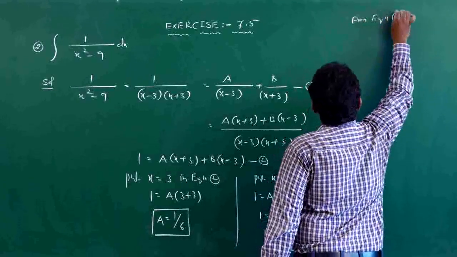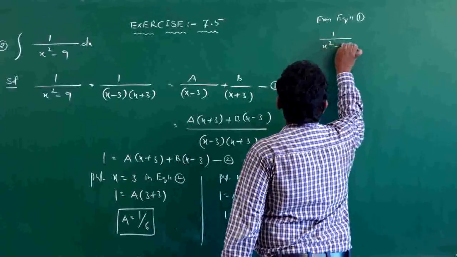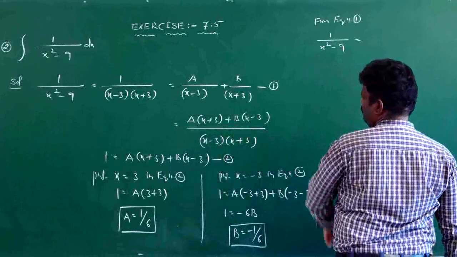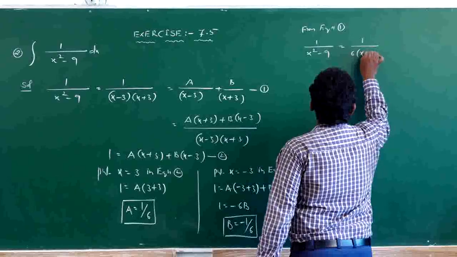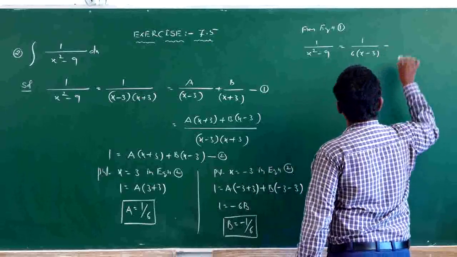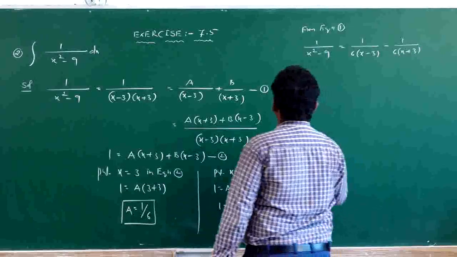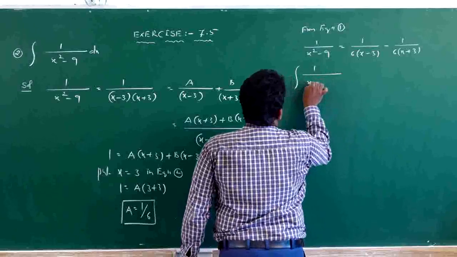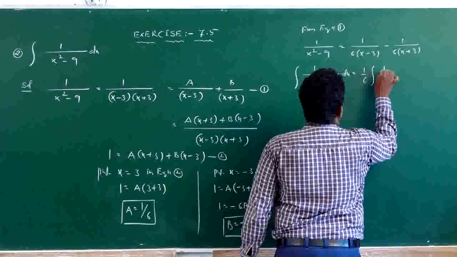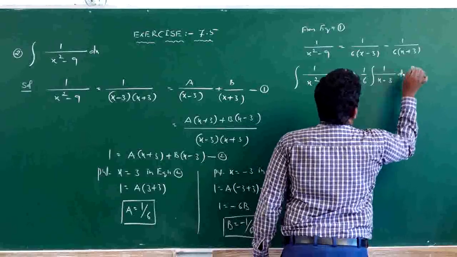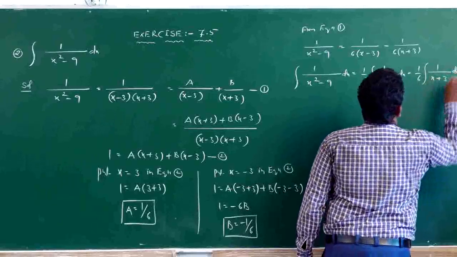From equation 1, what have we done here? 1 by x square minus 9 is equal to 1 by 6 into x minus 3 minus 1 by 6 into x plus 3. Now if we take the integral of 1 by x square minus 9 dx, it is equal to 1 by 6 integral 1 by x minus 3 dx minus 1 by 6 integral 1 by x plus 3 dx.